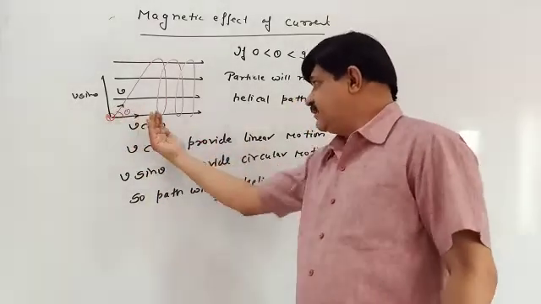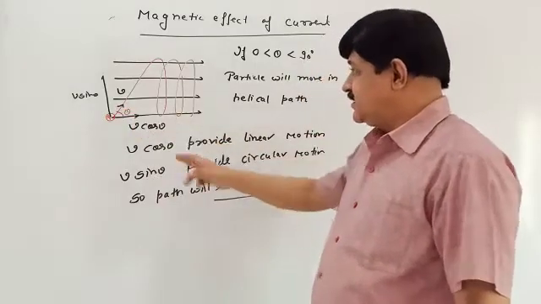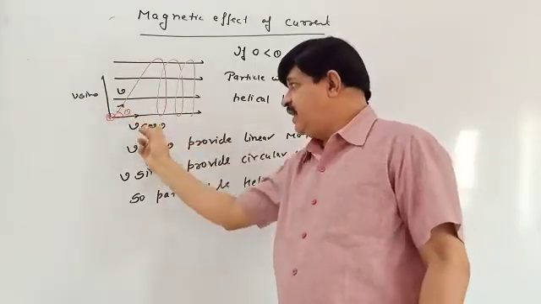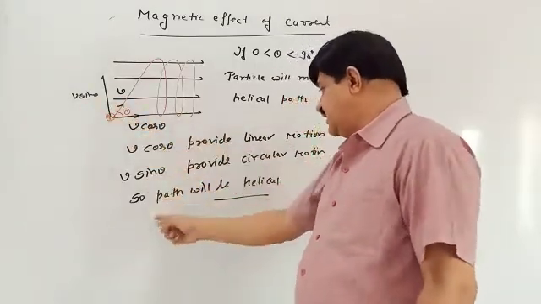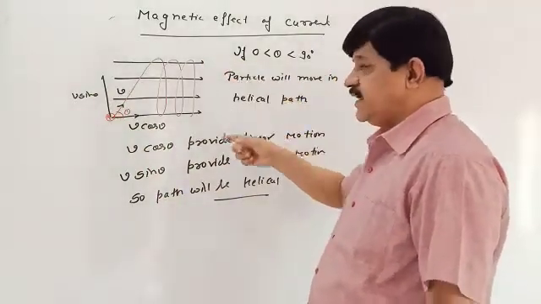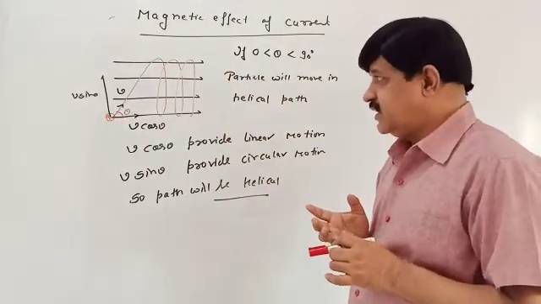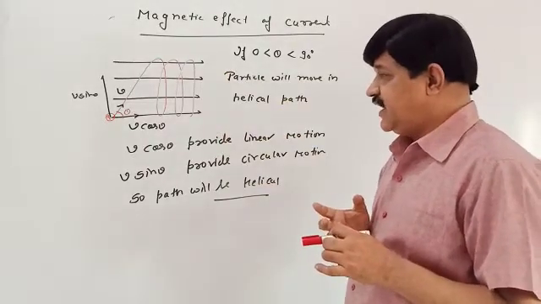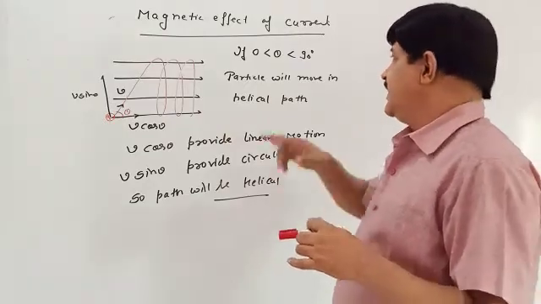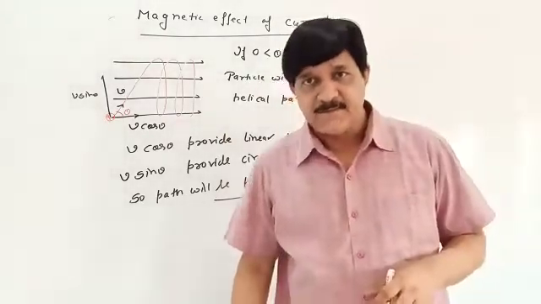V cos theta provides linear motion. V sin theta provides circular motion. So as a result, the combined effect of v cos theta and v sin theta will provide helical motion and the path will move in this way. So one is if theta equal to 0 degree, we have straight line. If theta equal to 90 degree, we have circular. If theta is any angle between 0 and 90, the path will be helical.